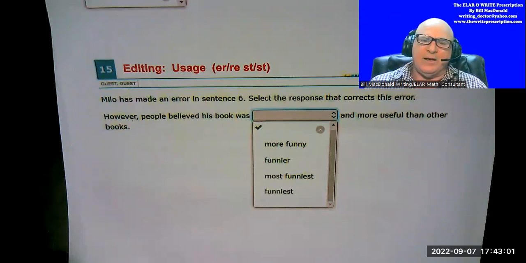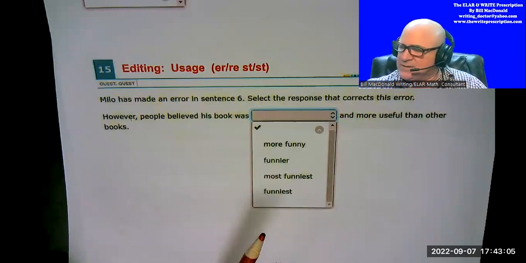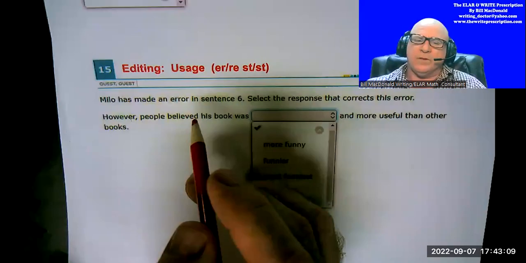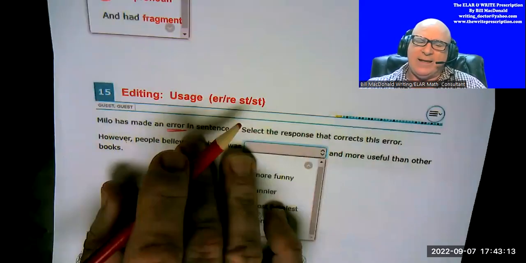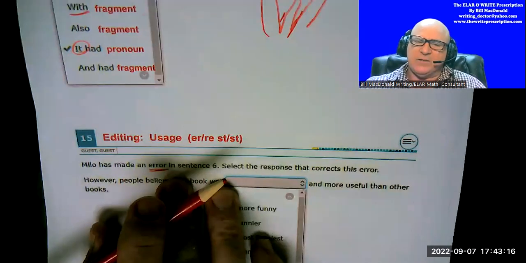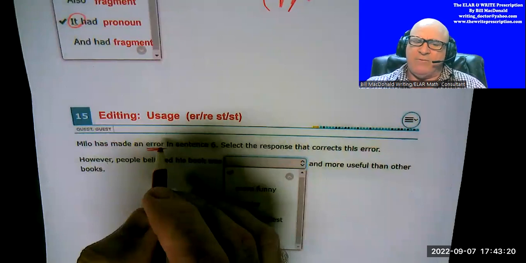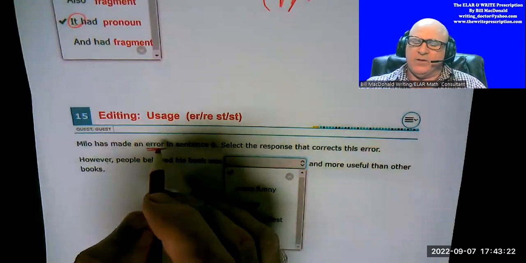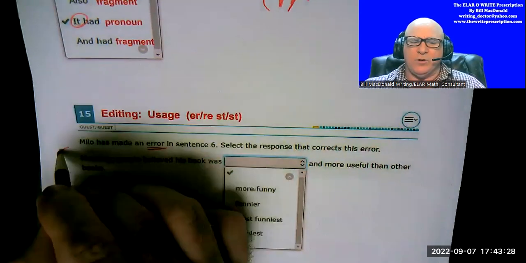And so this one, I went ahead and went quite in depth. So take a look at this one. It says error. And again, if it says error, that's going to be a sort of red flag. Is that a CUPS mistake? It's not always going to be the case, but I noticed on most of the questions that have the word error, the mistake was one of CUPS: capitalization, usage, punctuation, or spelling.